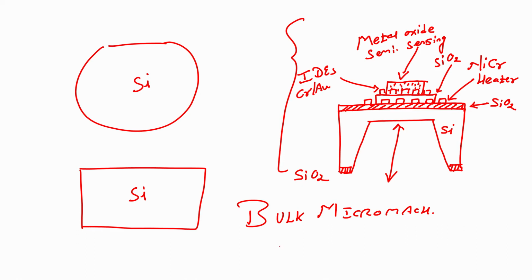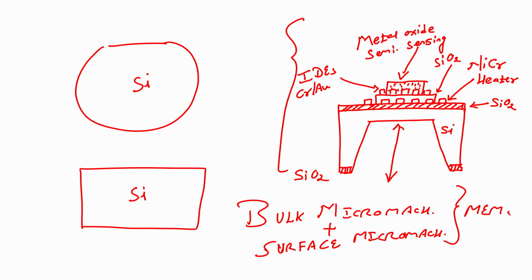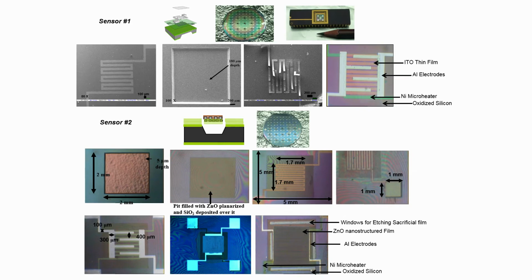So, this is one way of creating a sensor. There is another way of creating a sensor, which will be bulk plus surface micromachining. We will see what is bulk micromachining and what is surface micromachining when we understand what MEMS are. MEMS stands for micro electromechanical systems. So, this is an example of such a sensor. We will discuss how to fabricate this in some other module.